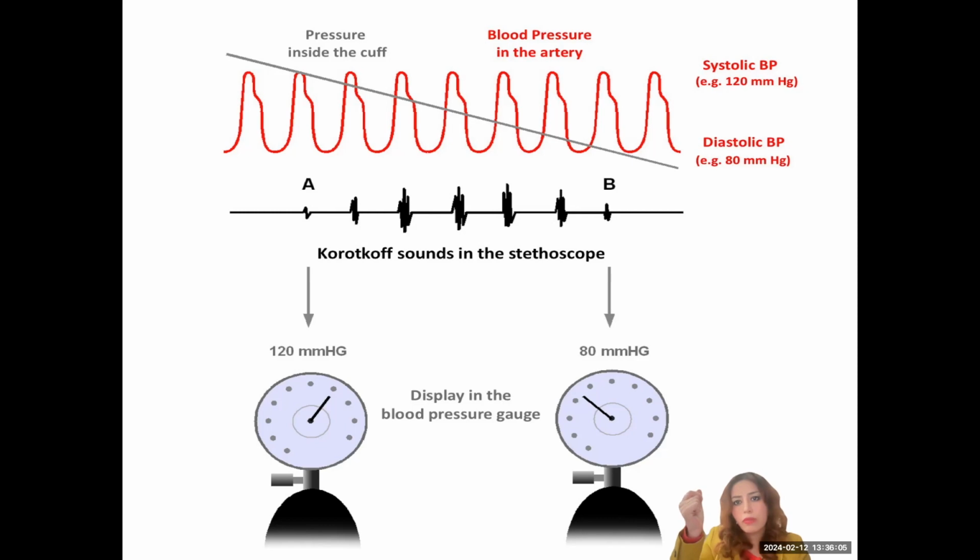So this figure shows the blood pressure inside the cuff and the pressure inside the artery, and according to systolic and diastolic blood pressure during the measurement process, how these Korotkoff sounds are detected by the stethoscope. If the pressure is dropped to a level equal to that of the patient's systolic blood pressure, the first Korotkoff sound can be heard.